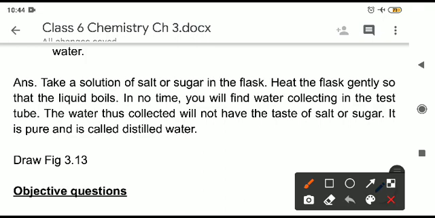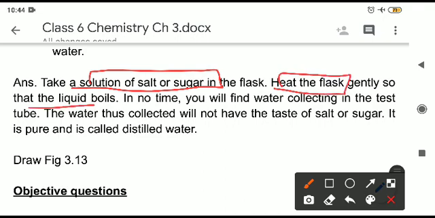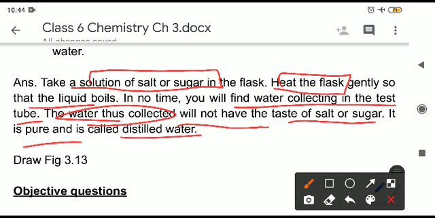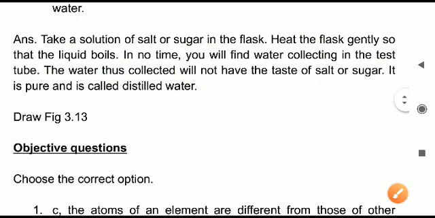So for distillation, we have to take a solution of salt or sugar. Any one we will take and we will heat this solution in a flask so that the liquid starts boiling. After some time what will we see? We will see water collecting in the test tube because water has boiled there. It will evaporate from there and collect in a separate flask. Salt or sugar, whatever molecules are there, will not evaporate and only clean water will collect in the separate jar. So the water thus collected will not have the taste of salt or sugar. It is pure and called distilled water. So this is the distillation process.